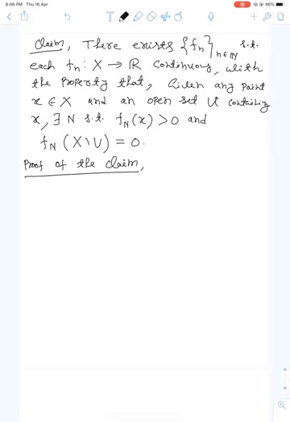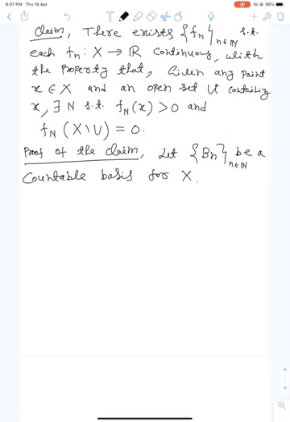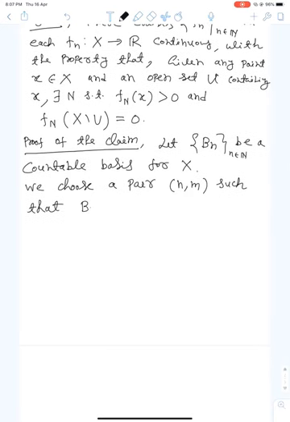Now since it has a countable basis, let the collection Bn, where n belongs to the natural numbers, be a countable basis for X. Now we choose a pair n, m such that the closure of Bn is a subset of Bm. This kind of pair always exists.